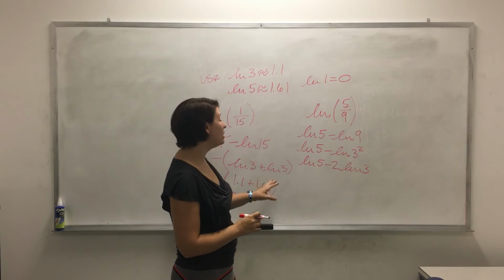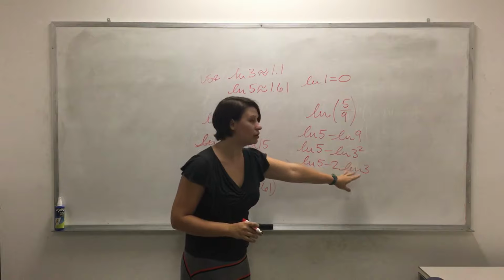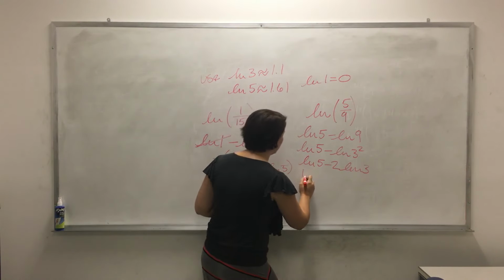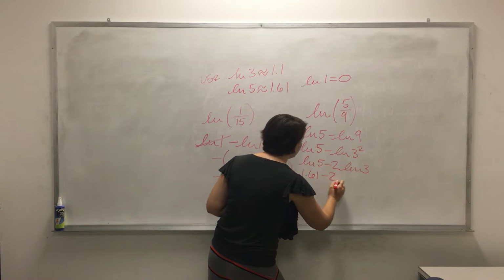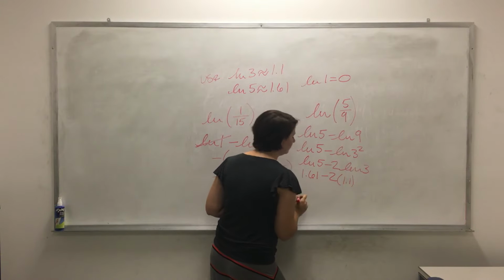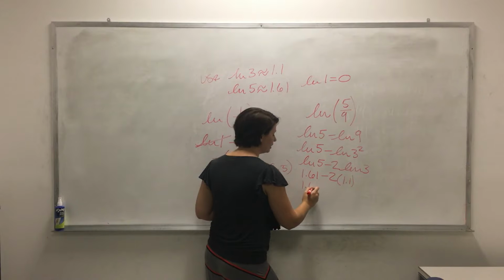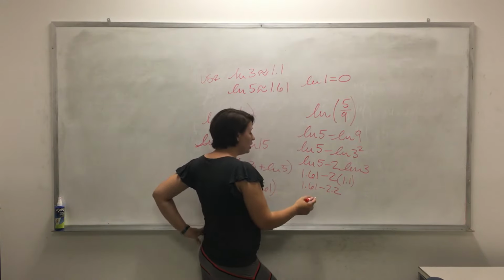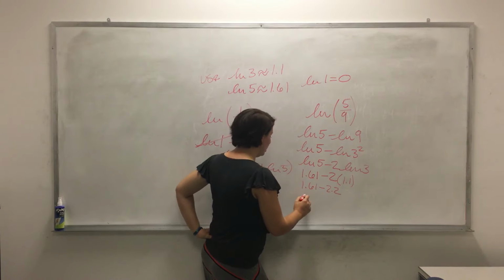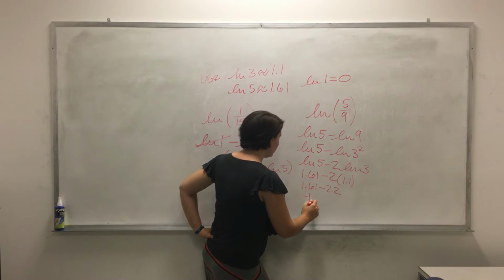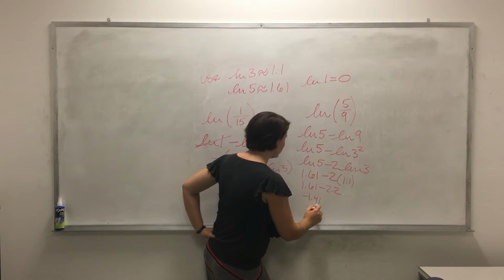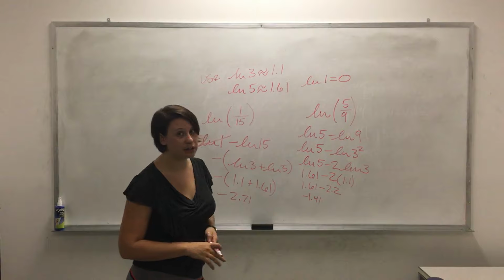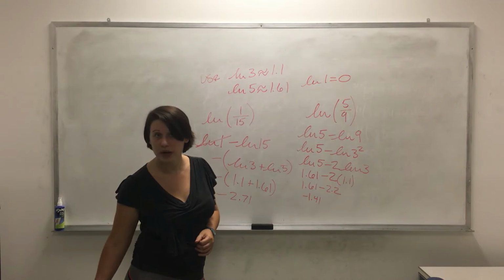Okay? Now that it's all natural log of 5 and natural log of 3, now I would plug in. So we have 1.61 minus 2 times 1.1. So this is 1.61 minus 2.2. So subtracting, that would give us negative 1.41, I believe. That would be our final answer. Okay?